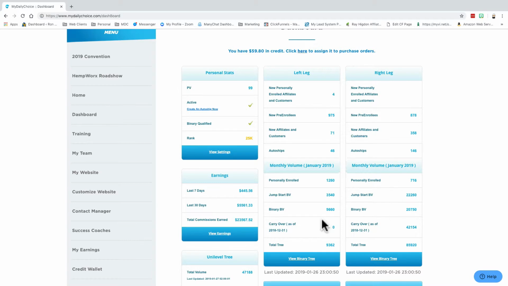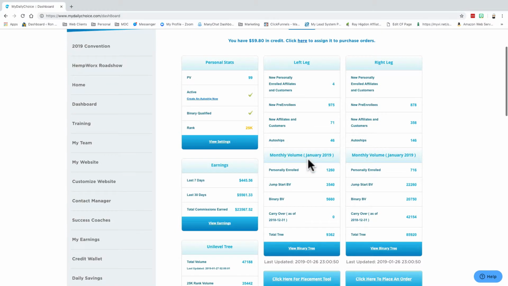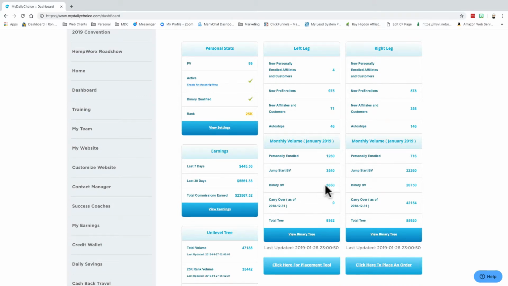So that's why you want to watch this. You want to get binary qualified. You want to make sure you get a check mark here each month. It's not the highest priority when you first get started, but after a couple of months of building, you want to make sure that is checked and you're getting that, and then you get paid on this lesser leg.